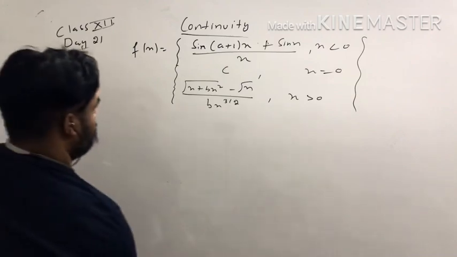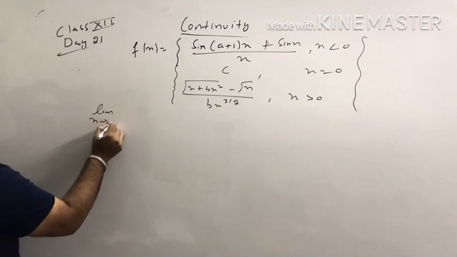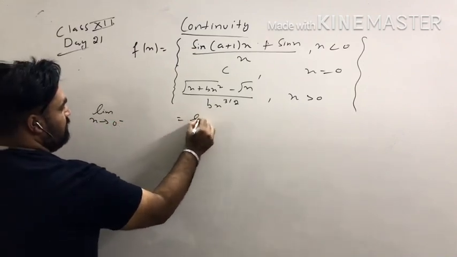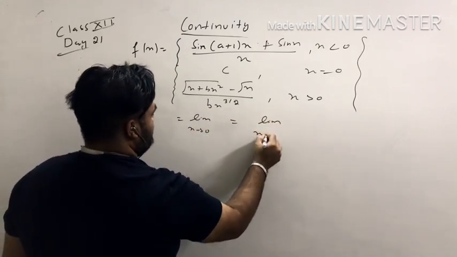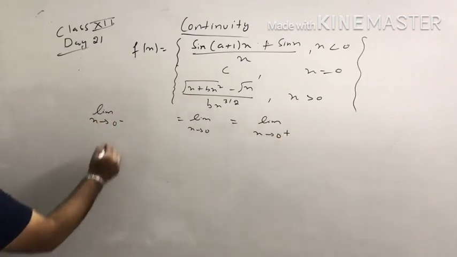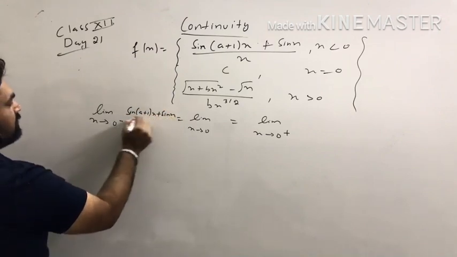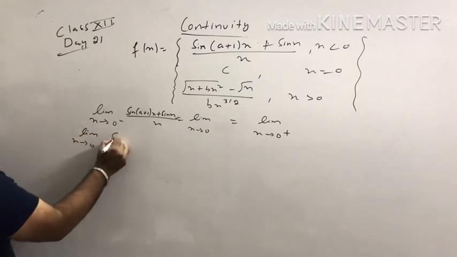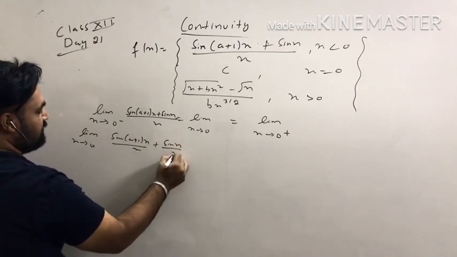So continuity is given, so limit x tends to 0 minus equals limit x tends to 0 plus. Now what is 0 minus means? Less than. Less than means sin((a+1)x) plus sin x upon x. First of all, we will solve this. Now divide first expression by x and second expression by x.